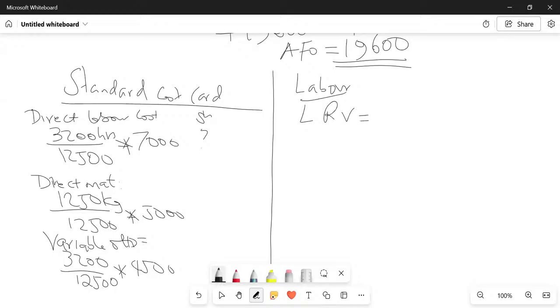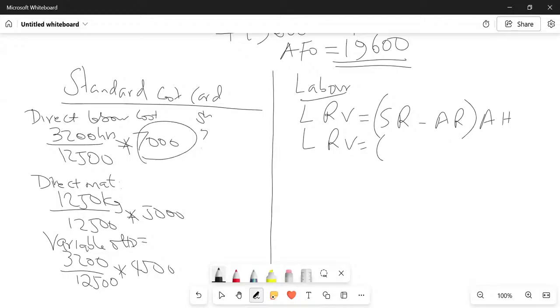Labor rate variance is the difference between how many rates? Two rates. So we have the standard rate minus the actual rate, multiplied by AH, actual hours. So then our labor rate variance will be equal to, are you able to see the standard rate from the standard card given? This is our standard card. The standard labor rate is what per hour? 7,000.